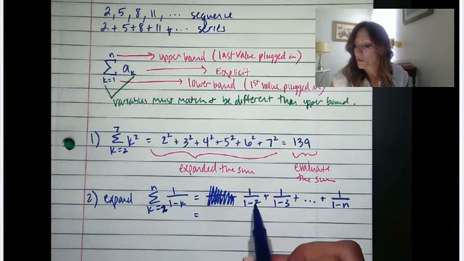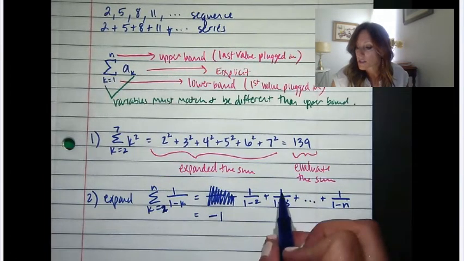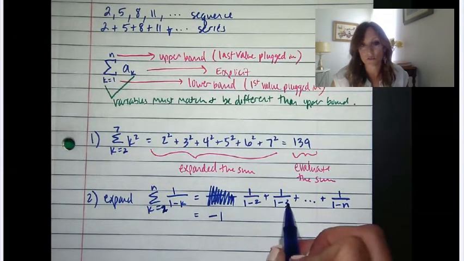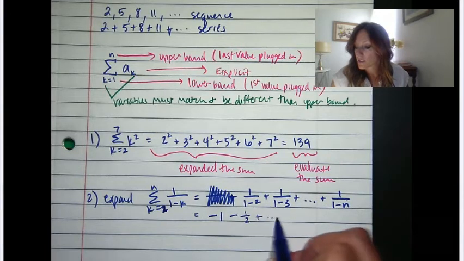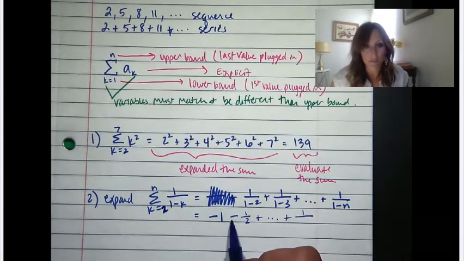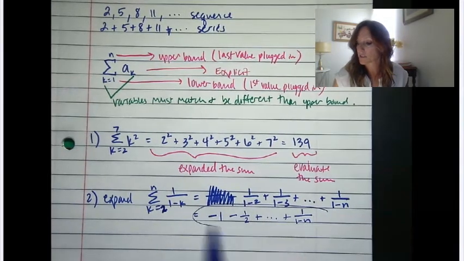This is a 1 over a negative 1, which is negative 1. And the next one is 1 over 1 minus 2, which is going to be a negative 1/2. And I just simplified that plus a negative and called it minus, which is all fine. So this would be my expanded form.